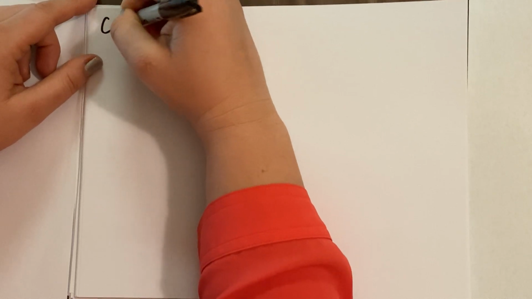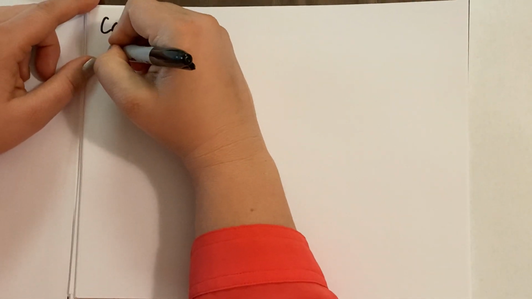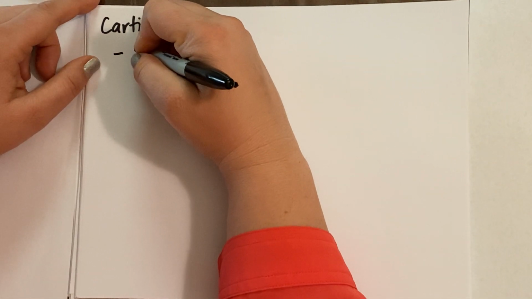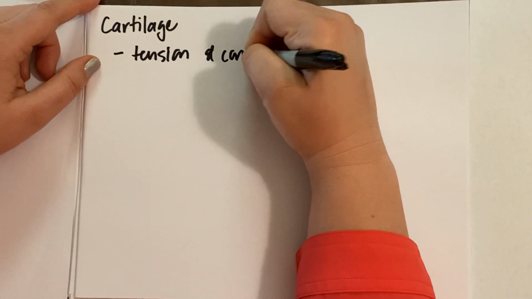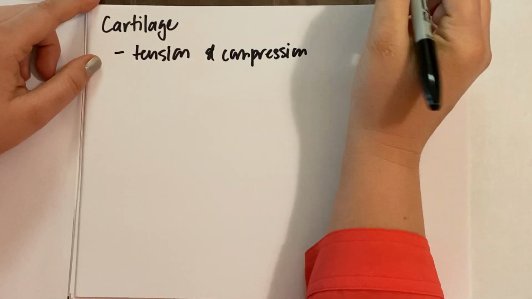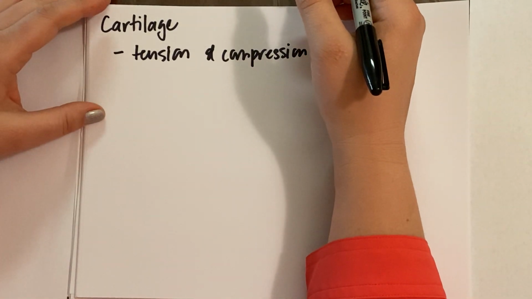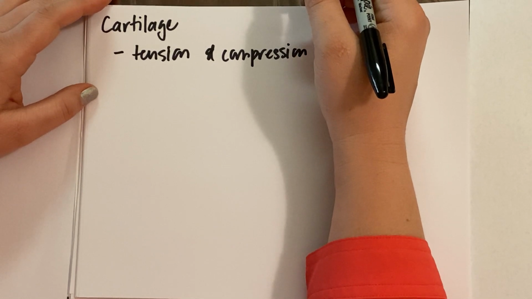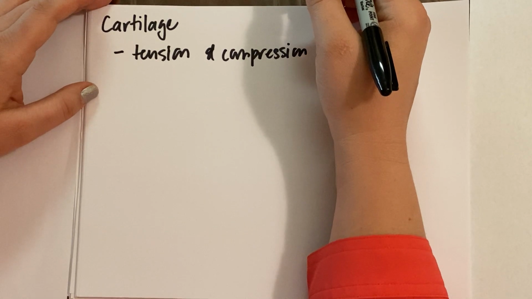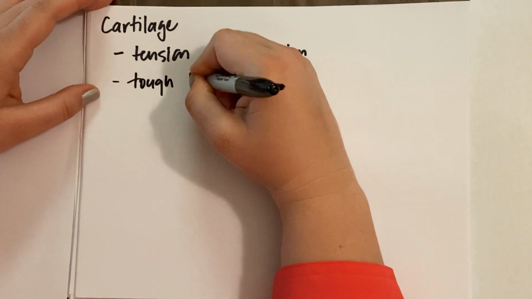Hi. So today we're going to talk about cartilage and bone. We're going to start with cartilage. Cartilage is a material that can stand up to both tension as well as compression. These are found in areas where there's a lot of pressure, a lot of tension and compression, and this is often between two bones. Think about the cartilage between our vertebrae. It's also between our knees, all those types of things. It's going to be tough, but flexible.